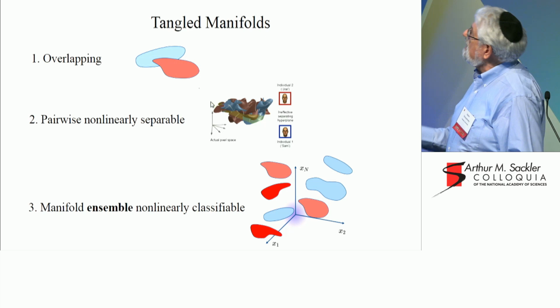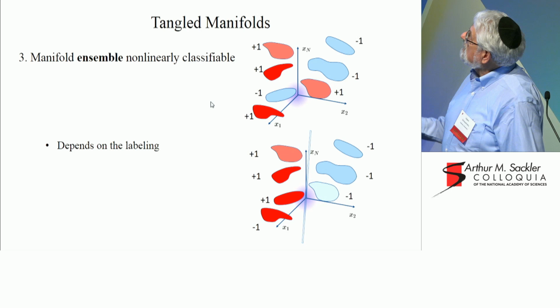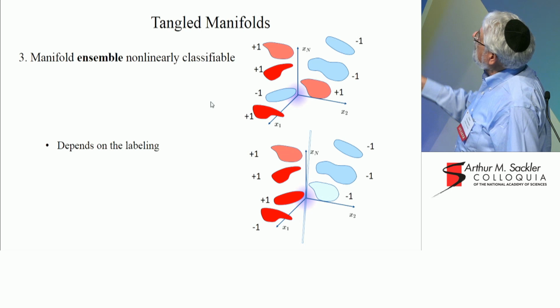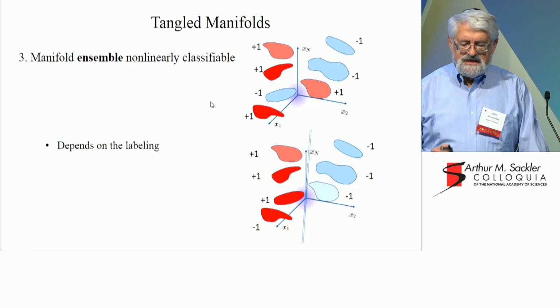So I won't go into details, but I can also mention that if it is an ensemble property, then it really depends on the labels, right? Because under some labeling, this set of manifolds will not be linearly separable, and under other labeling, it will be linearly separable. Okay, so then the question is, which one is the relevant one?